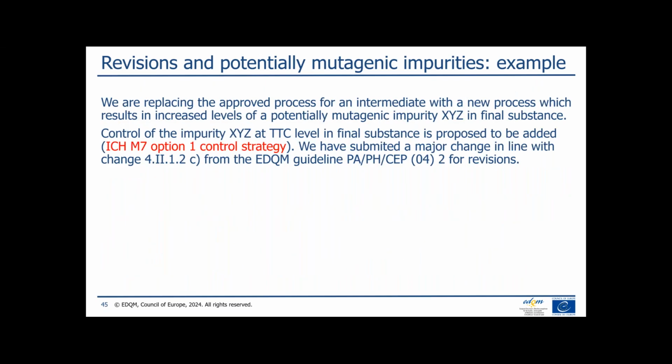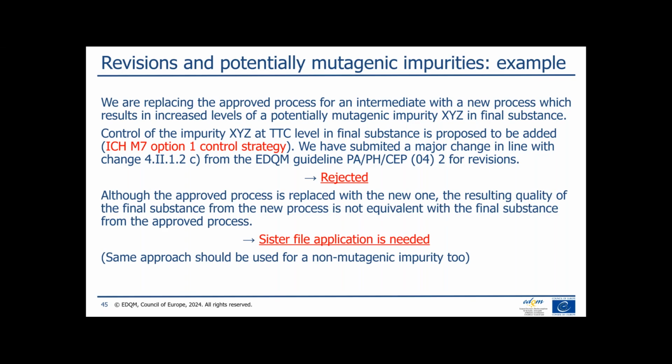Next example, we are replacing the approved process for an intermediate with a new process which results, however, in increased level of a potentially mutagenic impurity in the final substance. So we are updating the final substance specification. We introduce a limit for this impurity, and we apply for major change. This is not acceptable because although the approved process is replaced with a new one, the quality of the final substance is impacted, so this should be a final sister file application. The same approach should be followed for a non-mutagenic.